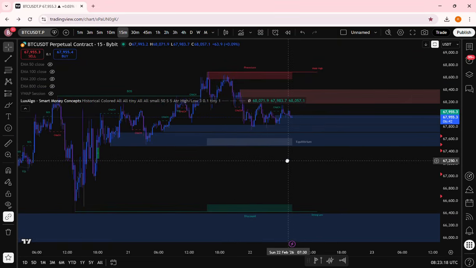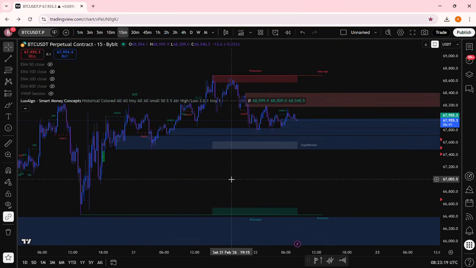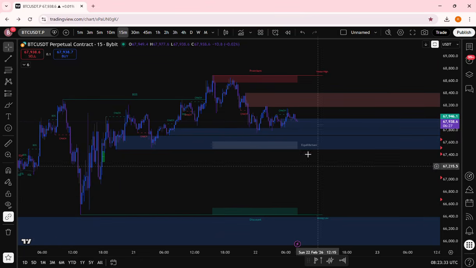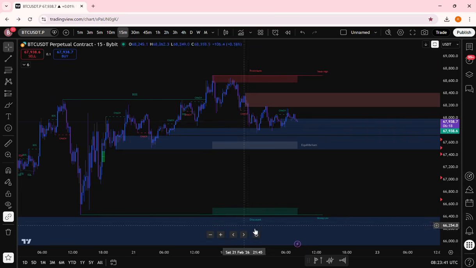Now, the good thing about this indicator is it actually indicates a discount range and premium range, meaning that when we're in a discount range, and that's a strong low, a very good low, this is the discount range of this price range. So you wouldn't want to long here, because that's the premium range. That's where you would want to short, and this is where you would want to buy.